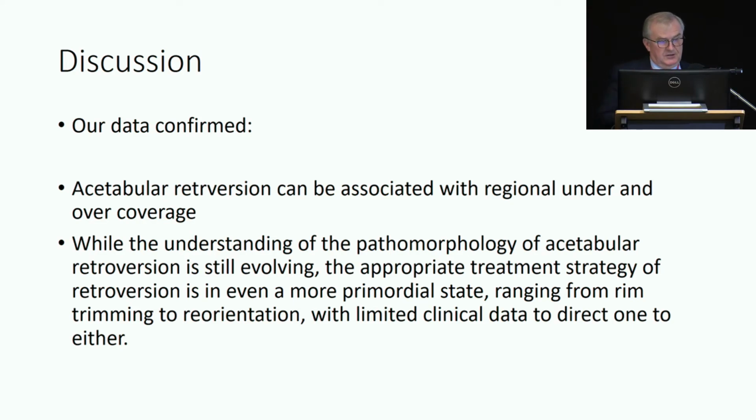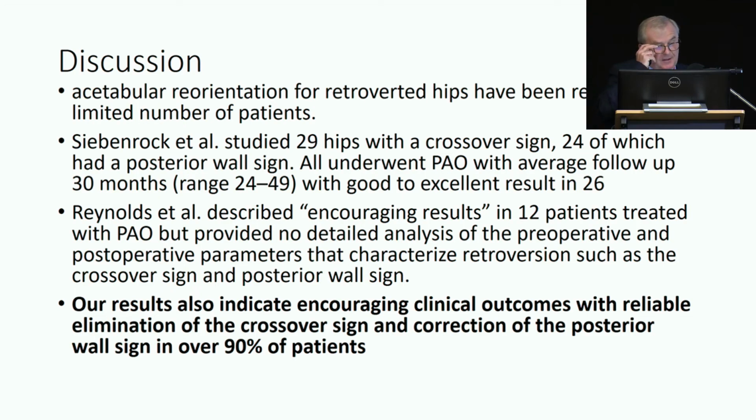So according to discussion of this topic, the acetabular retroversion can be associated with regional under and over coverage. The understanding of the pathomorphology of acetabular retroversion is still evolving, and the appropriate treatment strategy of retroversion is in an even more primordial state, ranging from rim trimming to reorientation with limited clinical data to direct one or the other. And acetabular reorientation for retroverted hips has been reported in a limited number of patients.